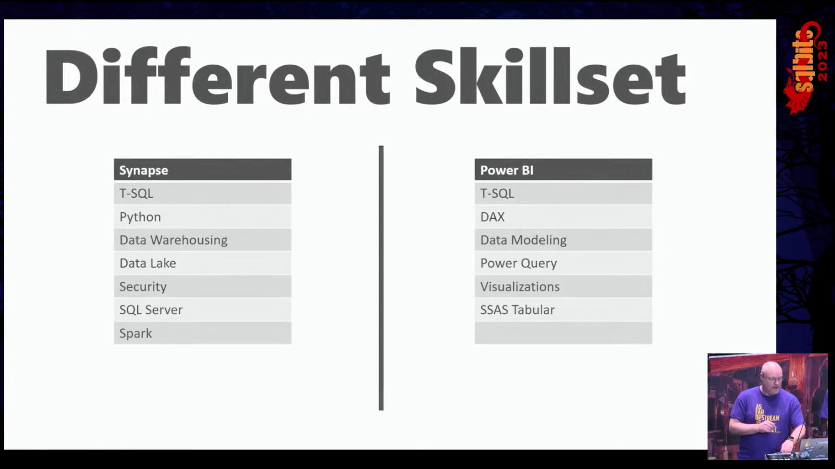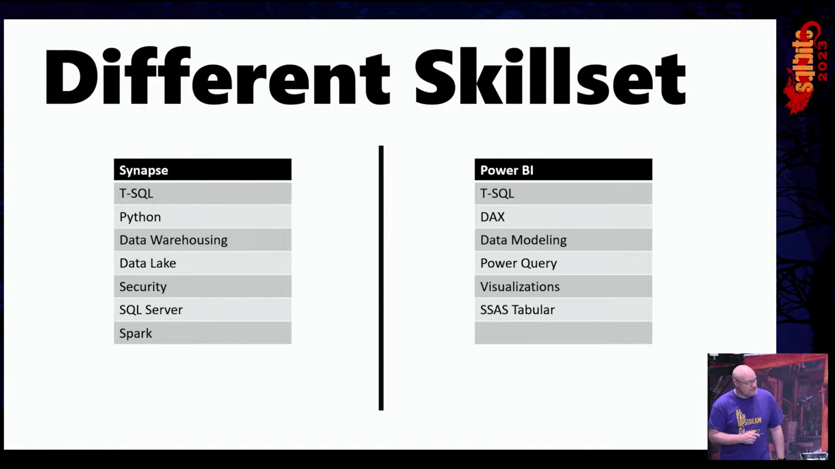On the Synapse side too, we've talked about these items already. We can do T-SQL, we can do Python, warehousing, data lake. There's all these terms, security. And then on the Power BI side, we've got this DAX thing, that everyone's experts about in this room. And then we've got our visualizations where people just put pie charts everywhere. But what are the commonalities, Patrick, between these?